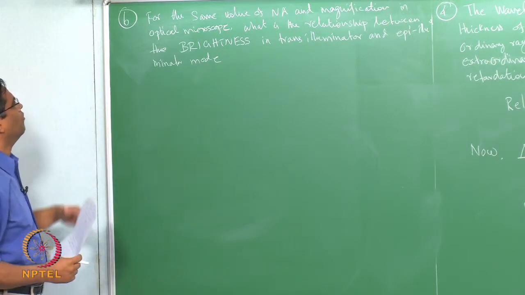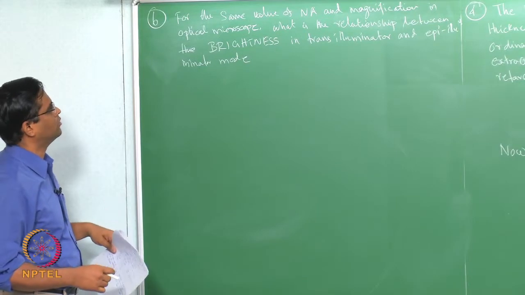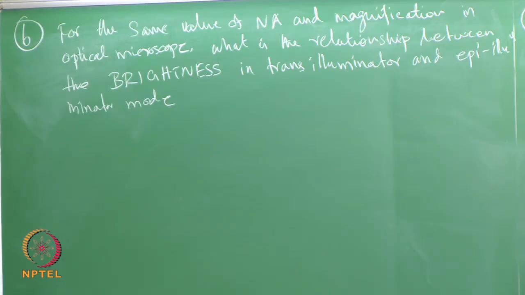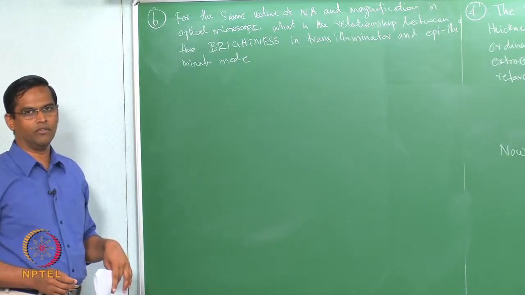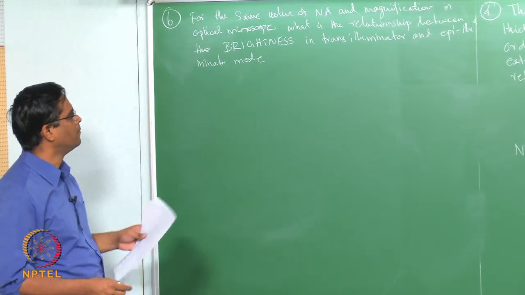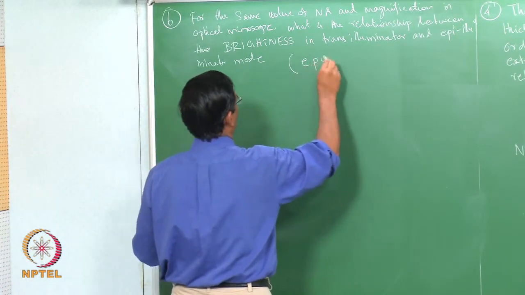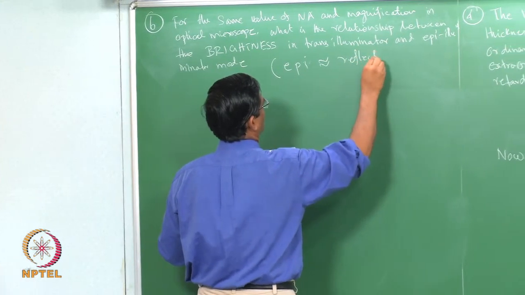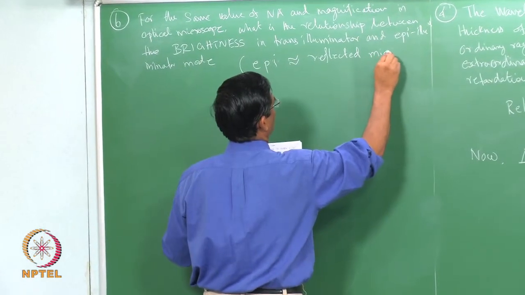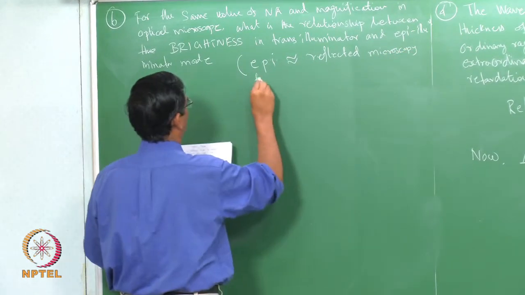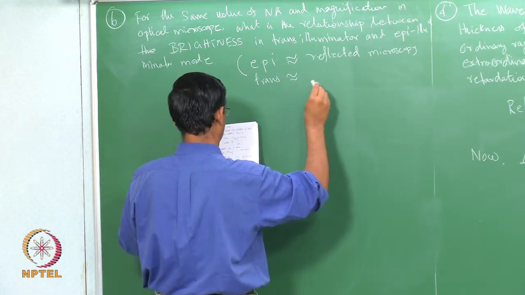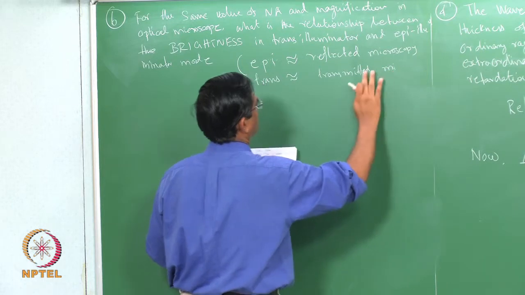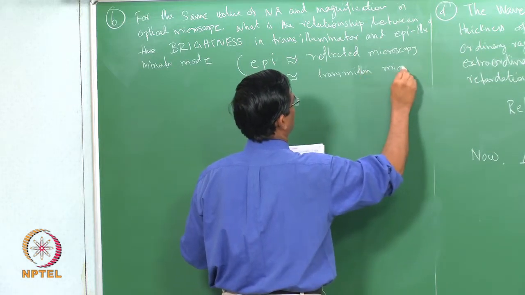So the question is, for the same value of numerical aperture and magnification in an optical microscope, what is the relationship between the brightness in transilluminator and epi-illuminator mode? So we have seen these two types of illuminators in the optical microscope. We can write for our clarification. So epi illumination is generally reflected mode, and trans is transmitted, transmission microscope.